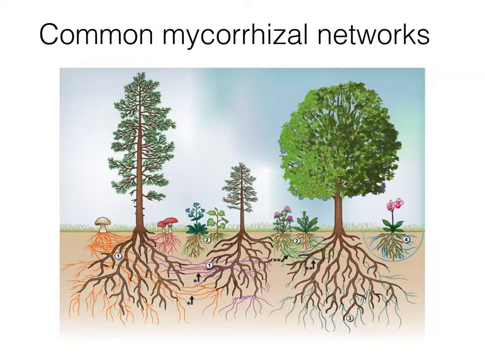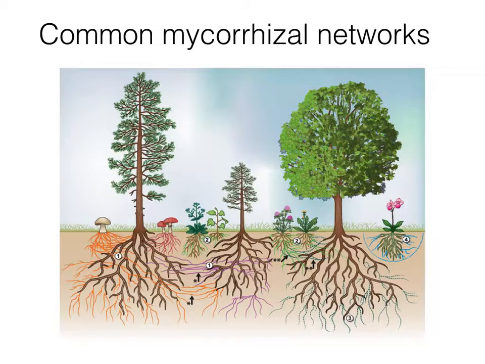So over the last maybe 10 to 15 or so years, researchers have begun to realize that individual plants, while they supported different mycorrhizal fungi on their root systems, were actually connected below ground by fungal hyphae. And these are what are called common mycorrhizal networks. So common mycorrhizal networks are essentially networks of fungal hyphae that are connecting plants below ground.